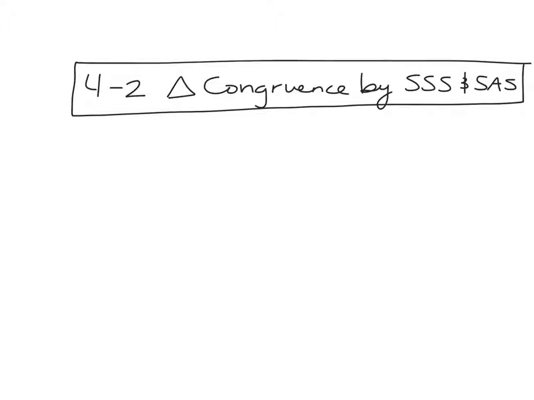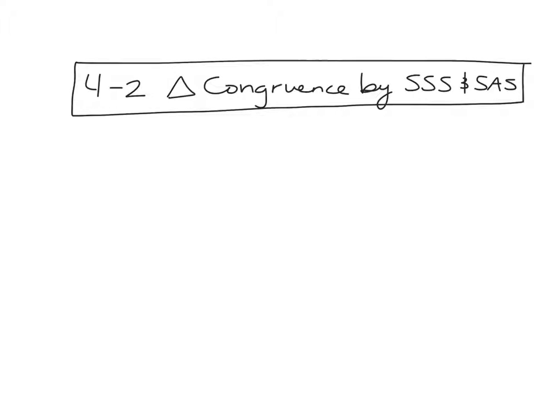So 4.2, and really this whole chapter, okay, is triangle congruence. How are these two triangles congruent? We're going to be looking at two different triangles for pretty much everything we do in this chapter. How is this triangle congruent to this triangle, okay?